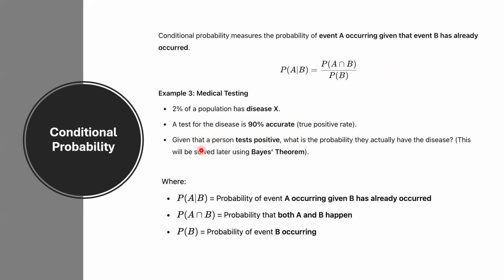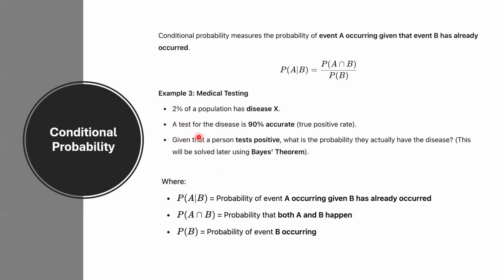Okay. So here we are saying 2% of a population has disease X, right? And the test for the disease is 90% accurate, the true positive rate. Here I'm trying to relate this to your machine learning concepts, right? How will you use this in your machine learning classes? These things are very important. We'll move to the next algorithm as well, the Bayes theorem, and that is again a very important concept.